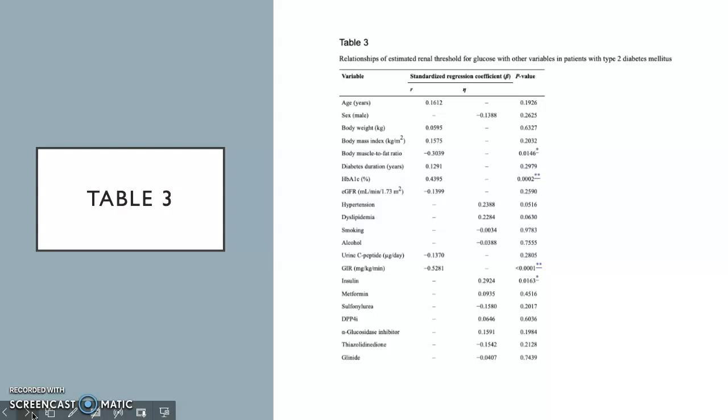dyslipidemia and hypertension. Dyslipidemia is abnormally elevated cholesterol or fats known as lipids, and hypertension is also called high blood pressure, and this is when the force of the blood against the artery wall is too high.